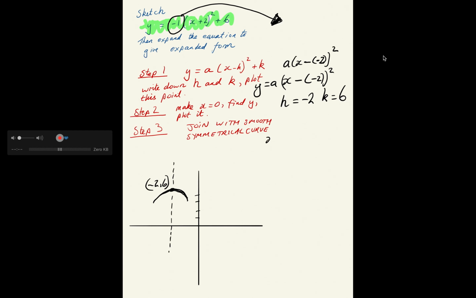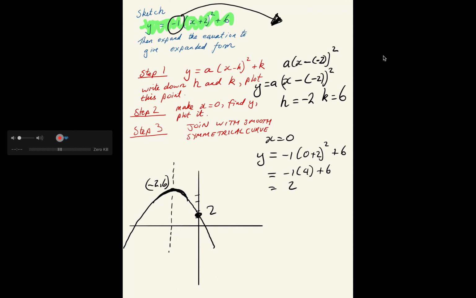But then let me just get one more point plotted so I know where it goes. I'm going to make x equal to 0, and then y equals negative 1 times (0 plus 2) squared plus 6. If you do that, it's negative 1 times 4 plus 6, and that's 2. So it crosses here at 2, and then we can finish off our sketch, and we can get it going just about in the right place. Okay, and again expanding it to give expanded form, and then you can try and check on Desmos.